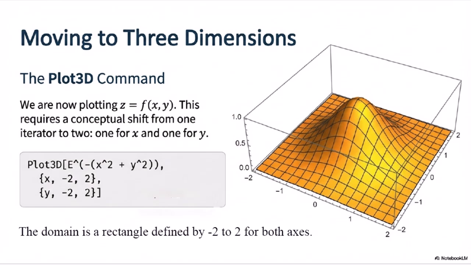Instead of Plot, we just use Plot3D. We give it a function that uses both x and y, and then we have to specify the range for both variables. Here, we're plotting a classic bell curve, running from -2 to 2 on both the x and y axes. And look at that. That one single line of code gives us this gorgeous, smooth, bell-shaped surface. We've just jumped from a flat 2D wave to a full-on 3D landscape. This really shows you the power you get by adding just one more variable to the mix.